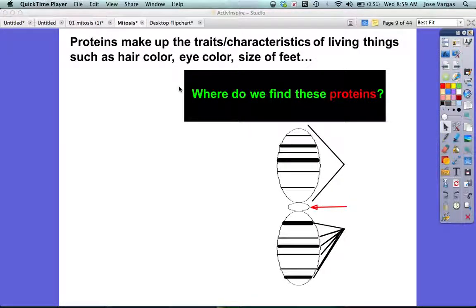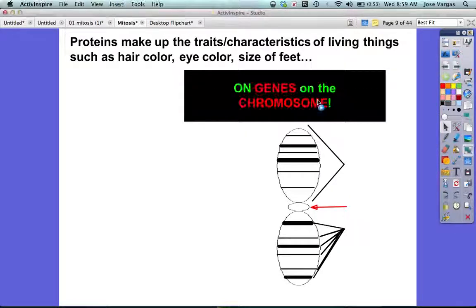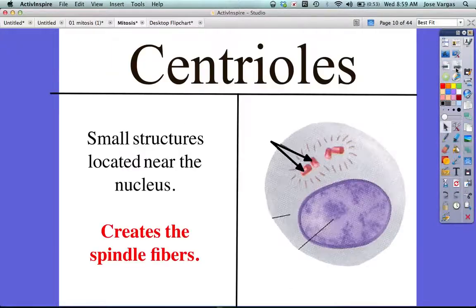Proteins make up the traits, the characteristics of living things. And where do we find the instructions for these proteins? It's the genes on the chromosome that we need to undergo all those processes.